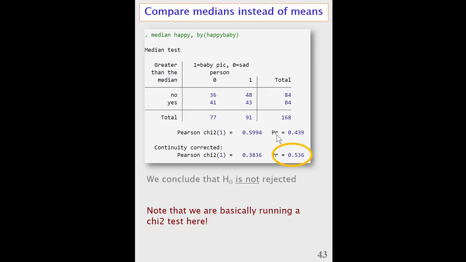That comparison I can make, and we actually know how to do it. This is a chi-square test. And the only difference here is that there is a direct command to do this crude way of testing. It's called median. Median happy, by happy baby. It splits up the data in two parts, above and below the median, makes a crosstab, and the chi-square test there. And again, you see H0 is not rejected. There is no proof that there is any difference between the two groups. Okay, so this is chi-squared as we know it.